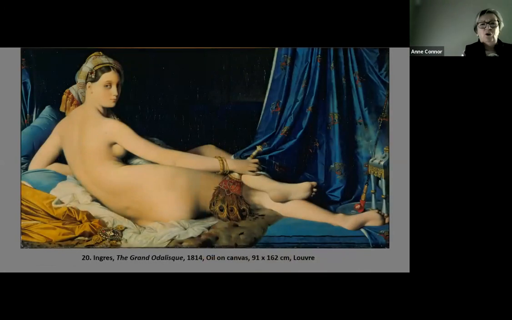The Grand Odalisque is very well known because of the distortion of the back. According to specialists, the back has close to 4 vertebrae more than it should have in length. So it is the painter's creation, who certainly liked that elongation of the back of the woman.